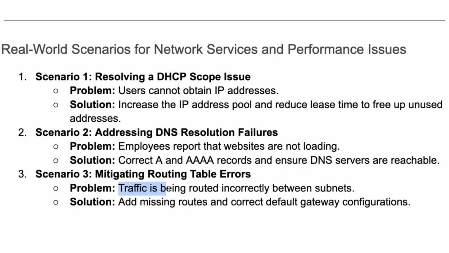Scenario 3 would be mitigating routing table errors. The problem is that traffic is being routed incorrectly between the subnets inside of your network, because remember, the routing table has to do with the locations of your internal network, and then the default route would be when it's trying to leave your network and go to the internet. So the solution is to add missing routes and correct default gateway configurations. Just make sure that you actually have configured any missing route that the traffic is trying to take.